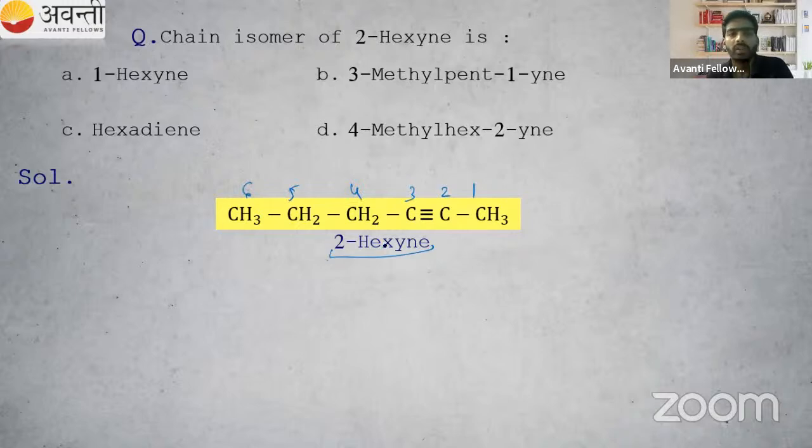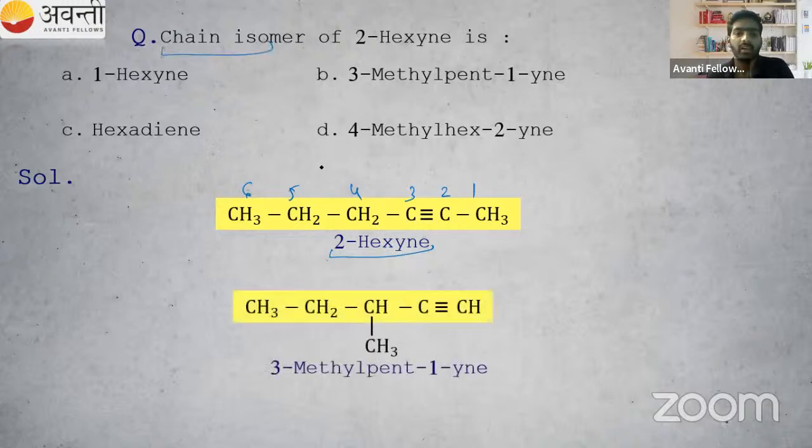Okay, so it should be a chain isomer. Chain isomer, that means there should be a change in the chain length, difference in the chain length. So your answer is, if you will see in this, what is happening? 1, 2, 3, 4, 5. So there is change in what? There is change in the carbon chain. Here there is a 6 carbon chain, and then here you are having the 5 carbon chain.